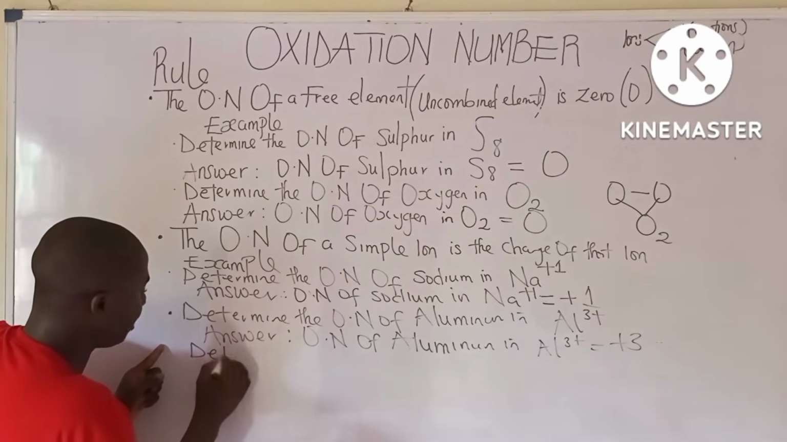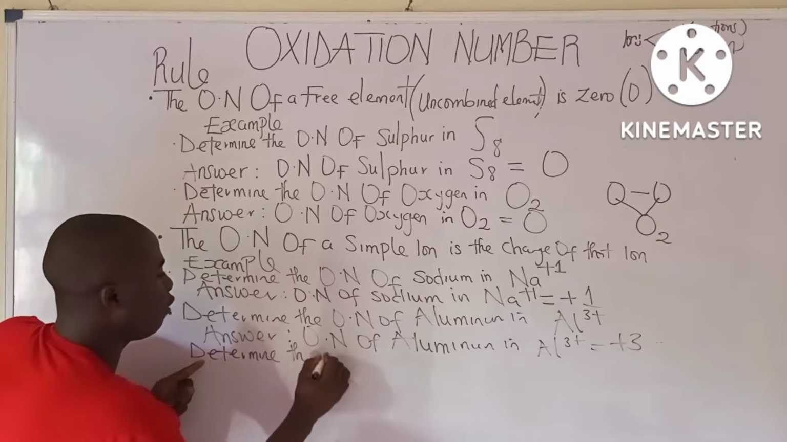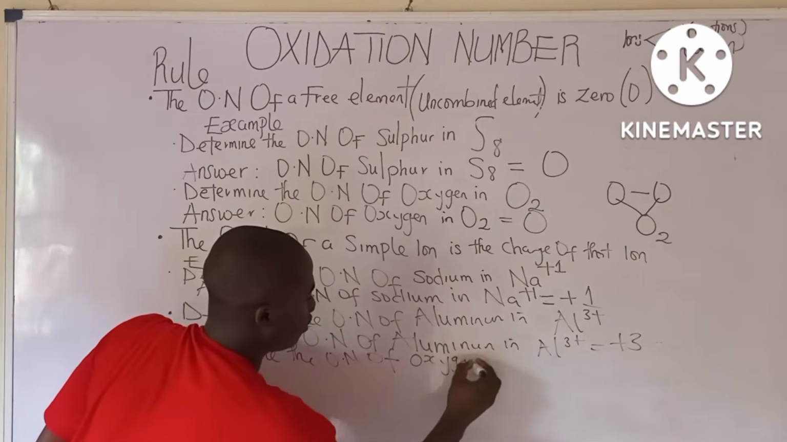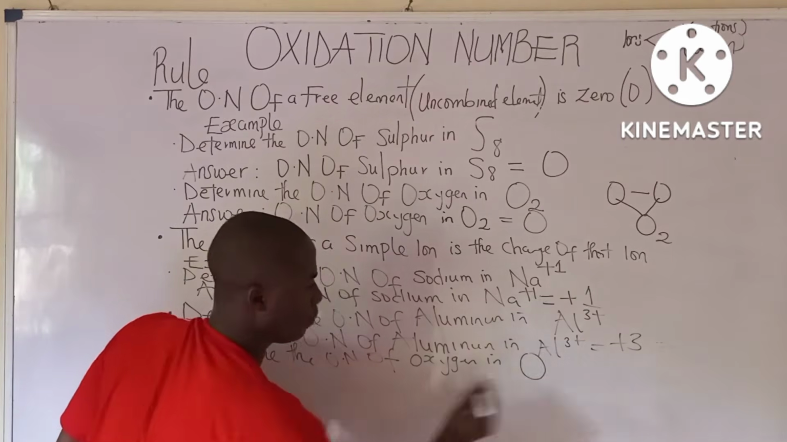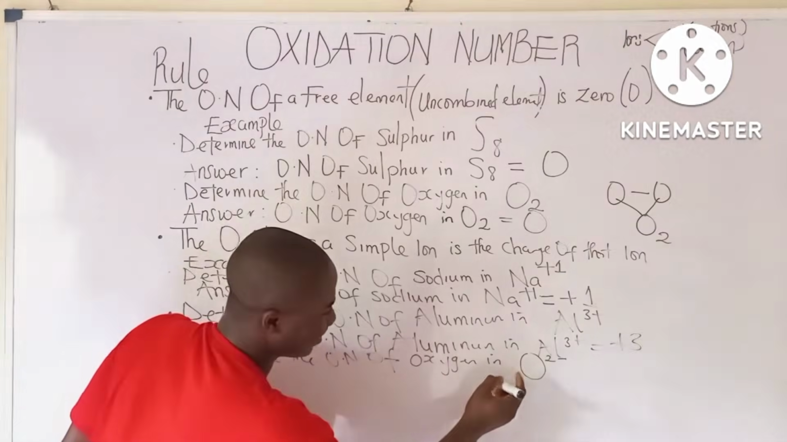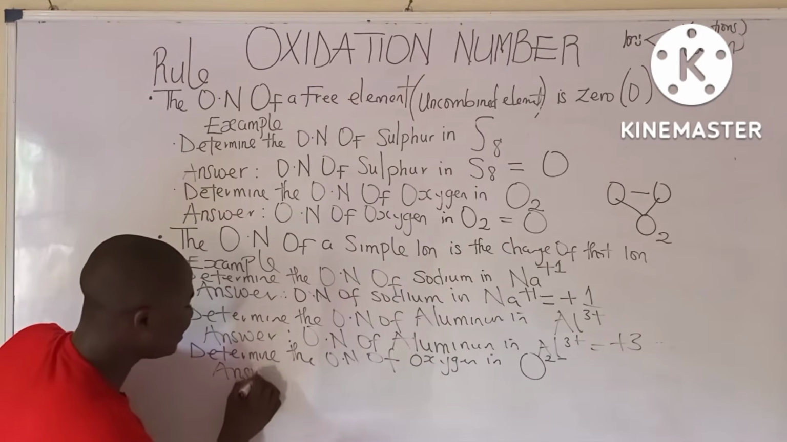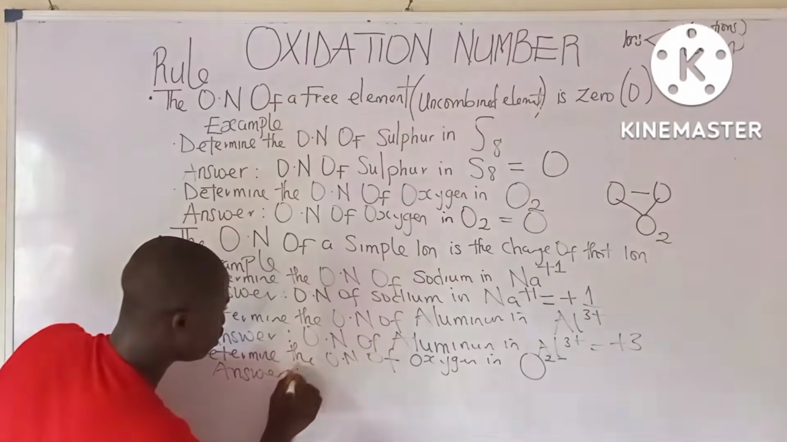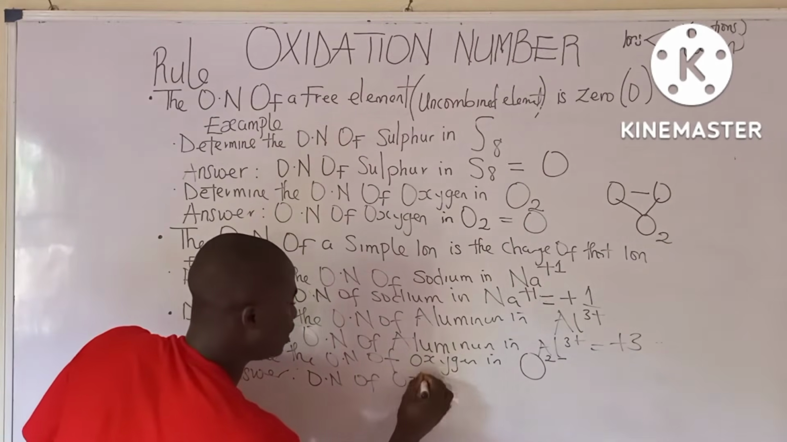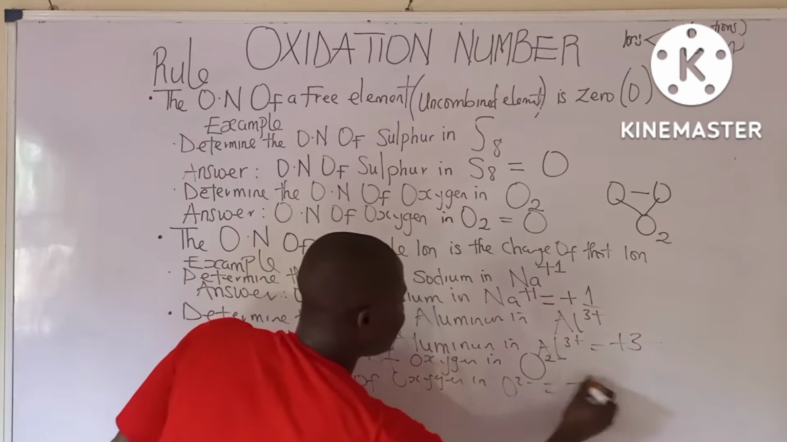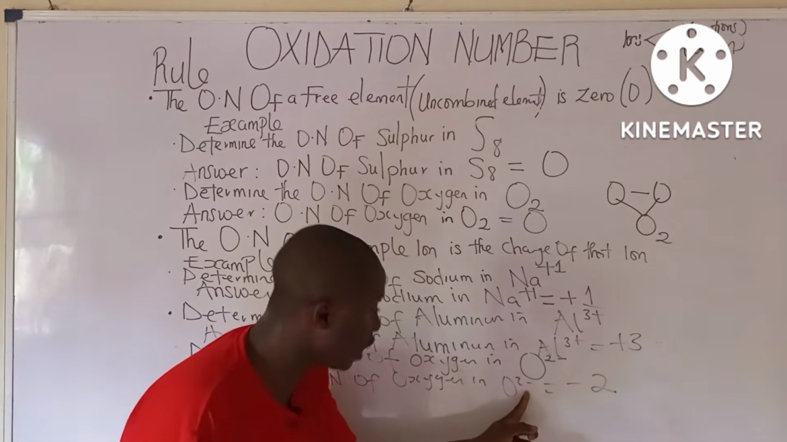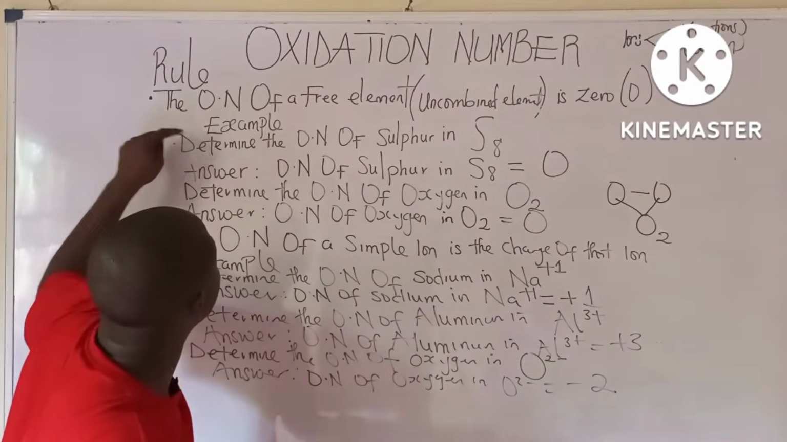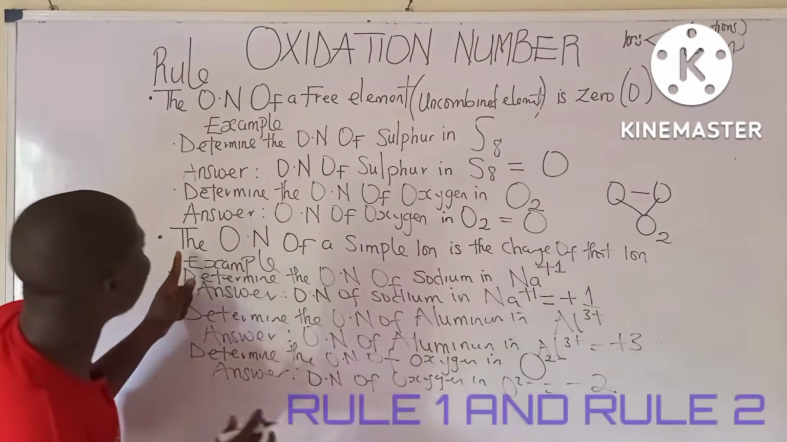So let's say we're having a negatively charged ion. Let's solve the last question under this aspect. Determine the oxidation number of oxygen in O2-. So what becomes your answer? It is simply the charge of this element here, which is oxygen, and the charge is -2. So the oxidation number of oxygen in O2- is -2, because the charge here is -2. So you can see how questions like this are tackled. We've discussed the first and the second rule.